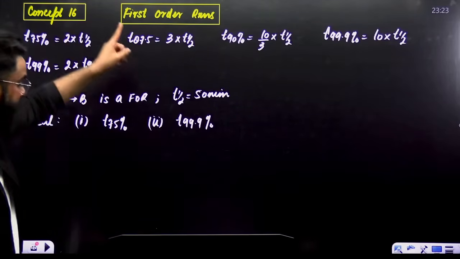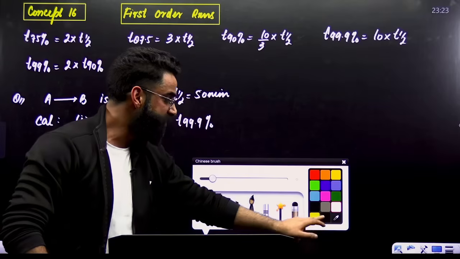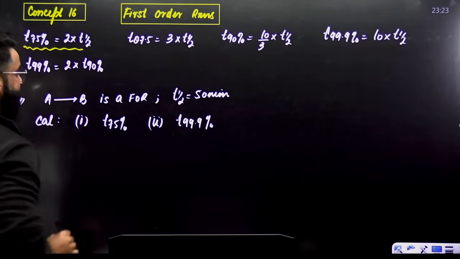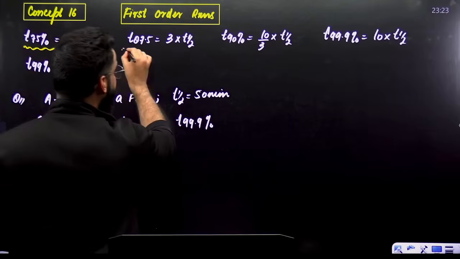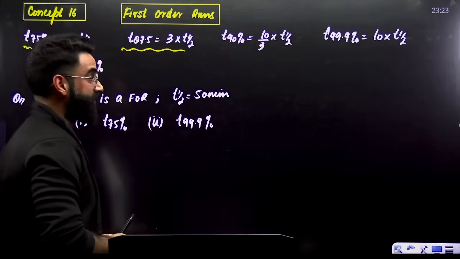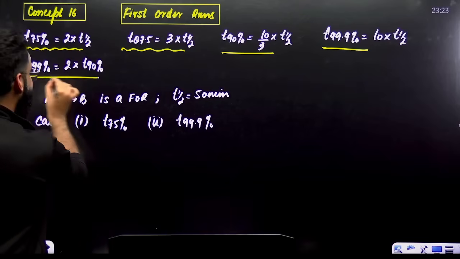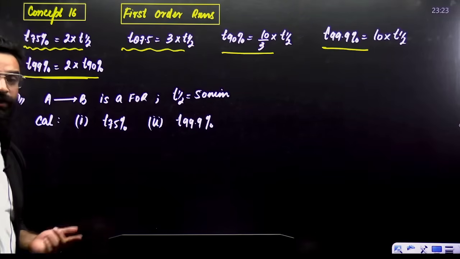Now, my dear students, in case of first order reactions, these are some shortcuts. Time taken to complete 75% of the reaction is equal to 2 times half-life. Time taken to complete 87.5% of the reaction, 3 times half-life. 90%, 99.9%, similarly 99%. Now, what kind of question can be framed?